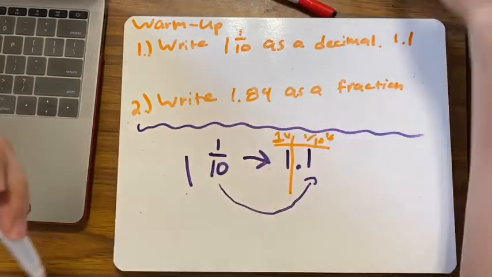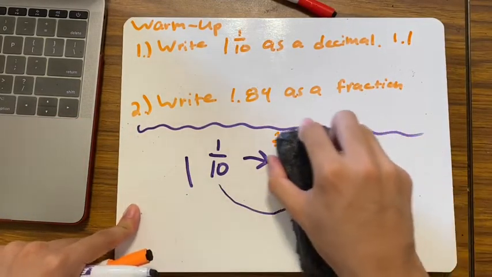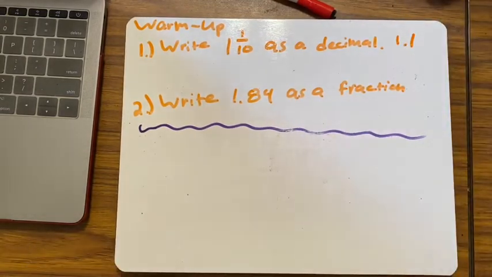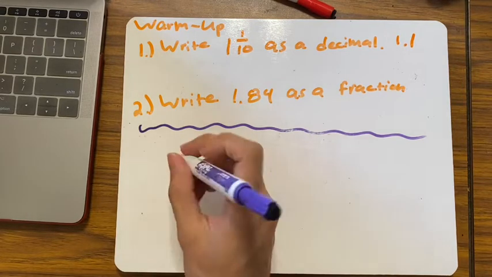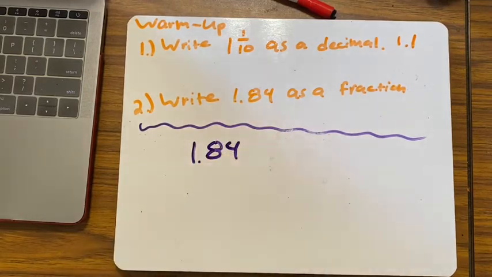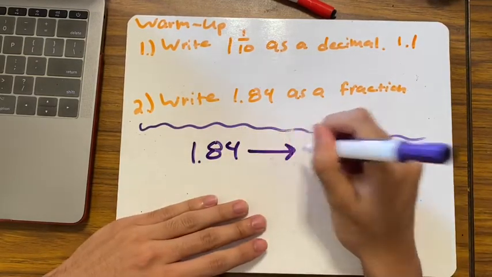All right, now let's go ahead and do number 2. All right, number 2 says 1.84 as a fraction. All right, so now we're doing the opposite. Now we have a decimal, and we need to write that as a fraction.